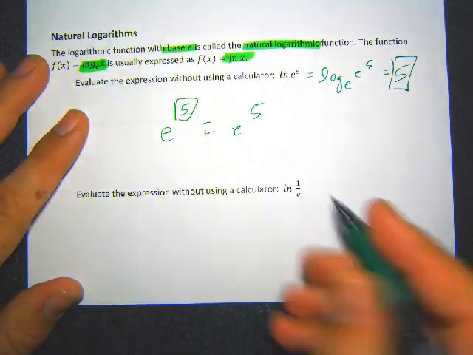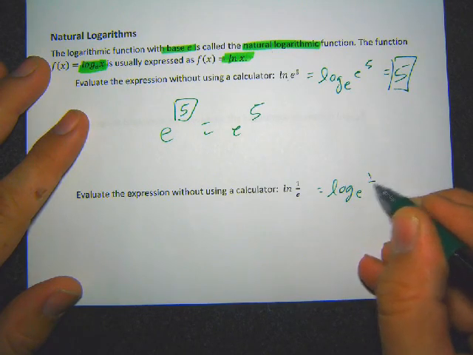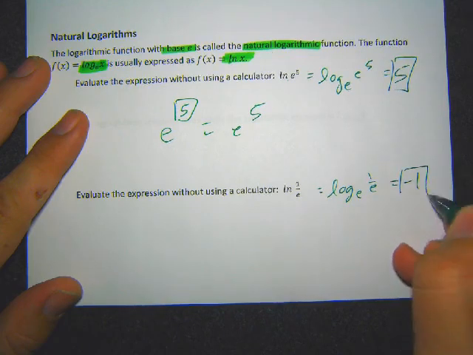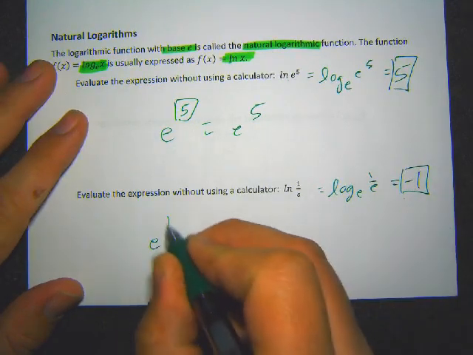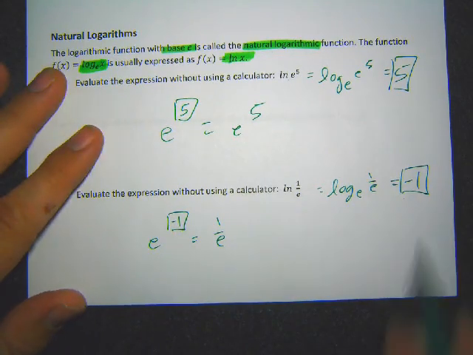So same thing down here. We have natural log of 1 over e. Notice it's the same thing as taking log base e of 1 over e. Well, since I just want to move the e to the bottom, this one's just going to be negative 1 again. The answer is negative 1, because e to what power gives me 1 over e? Well, the answer is the negative first power. So that's what the answer is for that one.